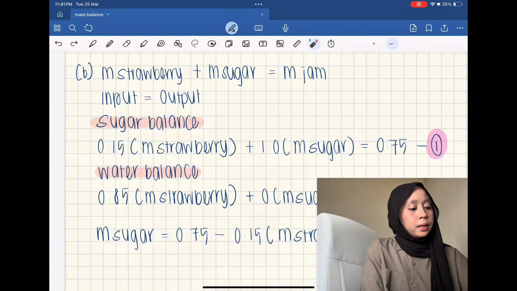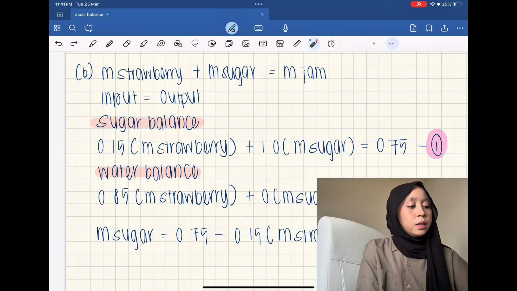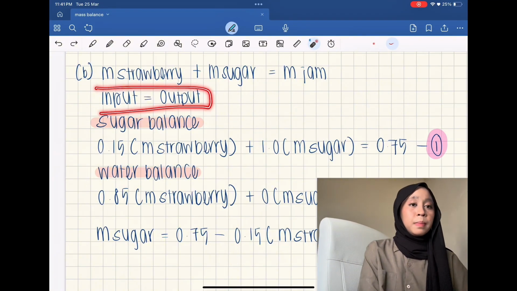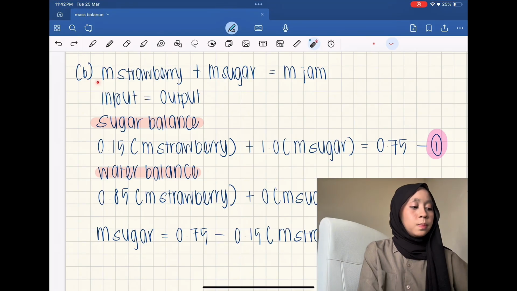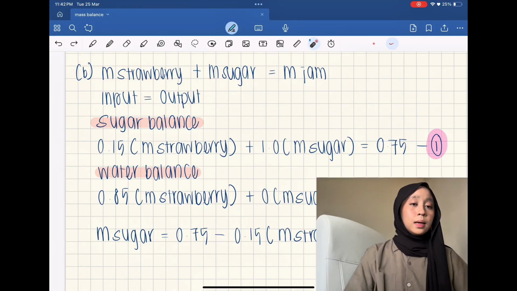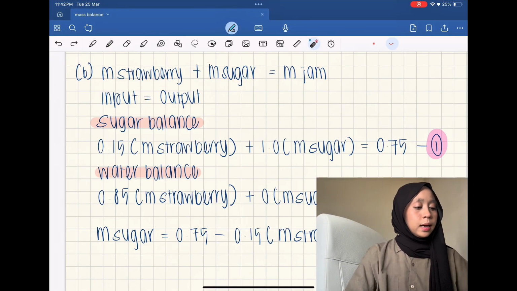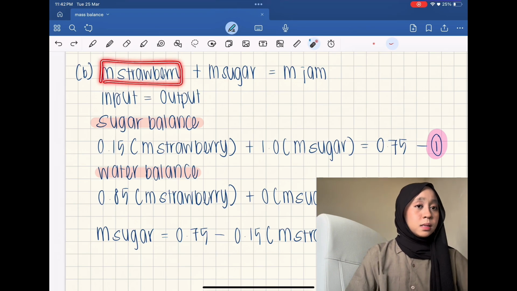So we assume that, before that, the total input mass must equal the total output mass. So we can assume that the mass of strawberries is equal to the mass of sugar. Next, we have to define the variables. So right now, I'm making m strawberry as the mass of strawberries and m sugar as the mass of sugar.